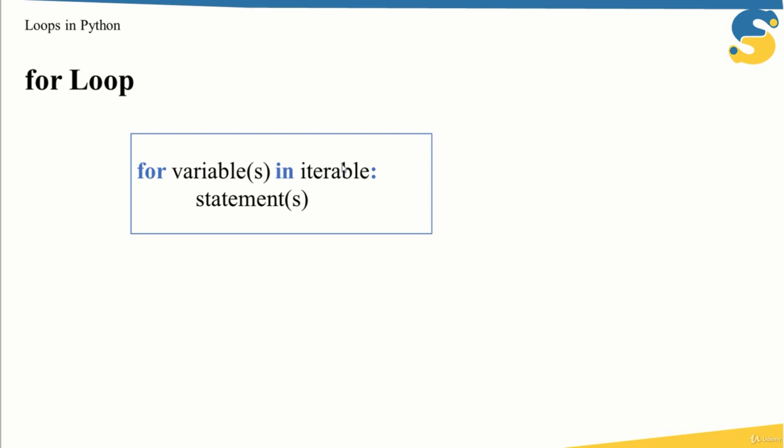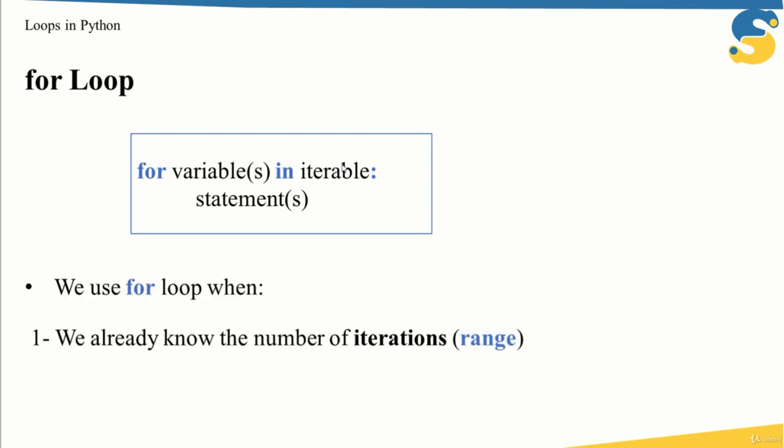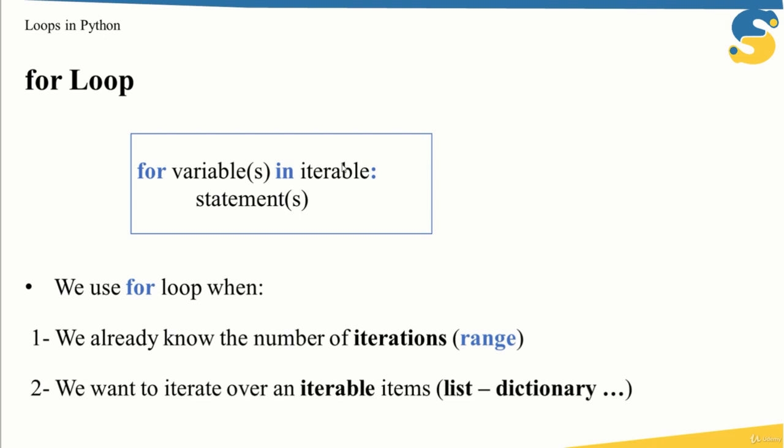Now I am sure that the question that rises in your mind right now is, when do I have to use for loop? We use for loop when I already know the number of iterations that I want to repeat the statements, and in this case we will use for loop with range function. Or when we want to iterate over iterable items like list or dictionary, so I want to scan all of these items and process these items in some way, so I will use for loop. So when I know the number of iterations or when I want to iterate over iterable items.